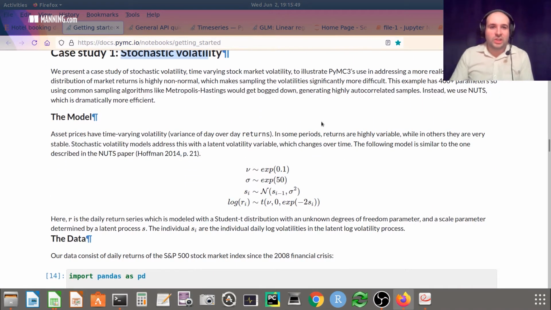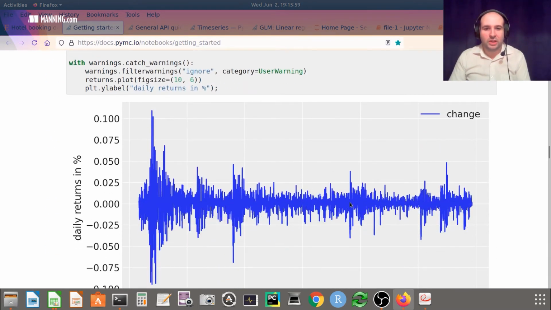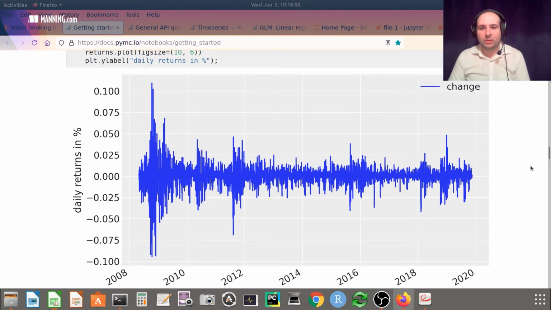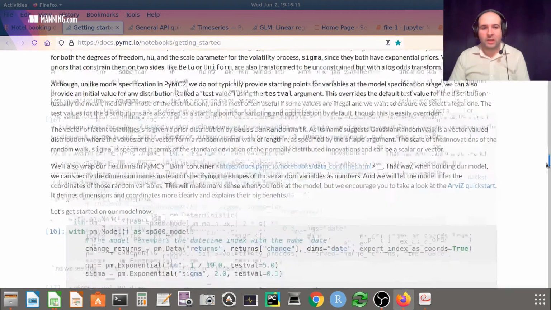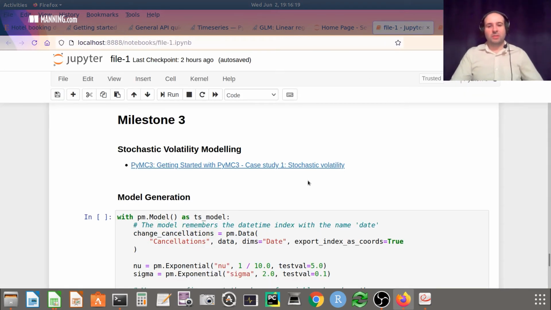So PyMC3 is explaining how they use the no U-turn sampler once again to analyze daily returns of the S&P 500 stock market index. And you can see here that there's quite a lot of noise day to day in that time series, but it can be used to generate different paths of volatility, as you can see here, the volatility process. Now, what we're going to do is we're going to do the same thing, but we're going to do this using the hotel cancellation time series.